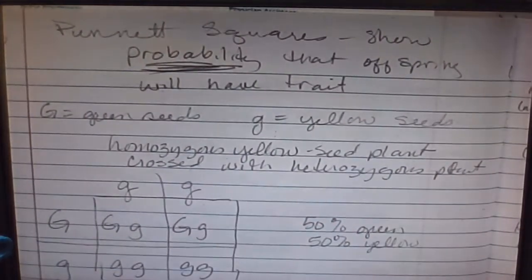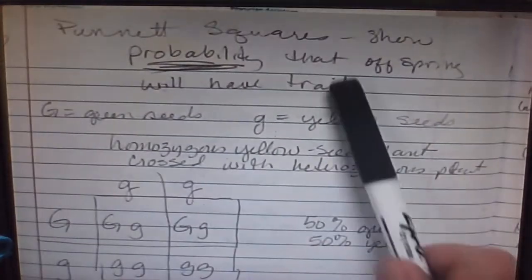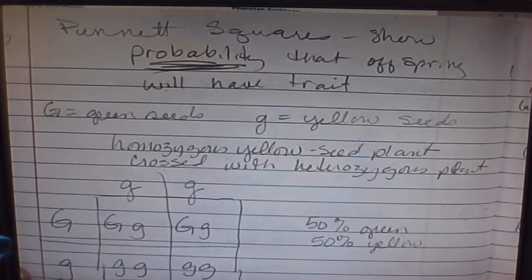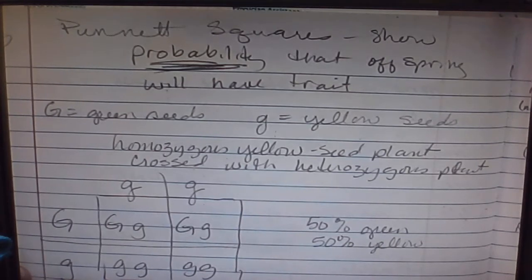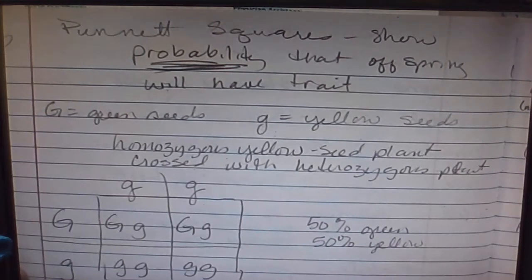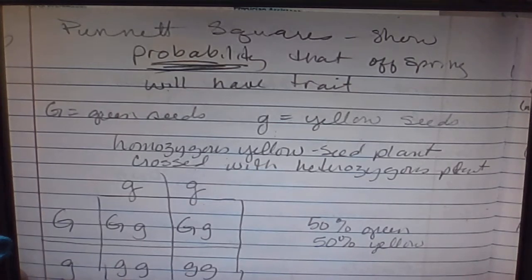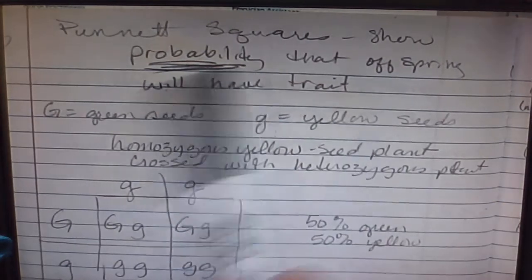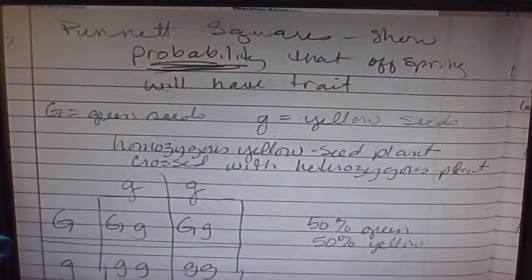So Punnett squares show the probability that an offspring will have a trait. We use Punnett squares only to find probability. Remember that probability kind of starts over with each individual occurrence. So if you flip a coin, it's a 50-50 chance that it lands on heads or tails. But if you pick that coin up and flip it again, it's still a 50-50 chance, so it can land on heads again. And if you pick the coin up and flip it again, once again, it's a 50-50 chance for heads or tails. So Punnett squares simply show the probability of your outcomes.